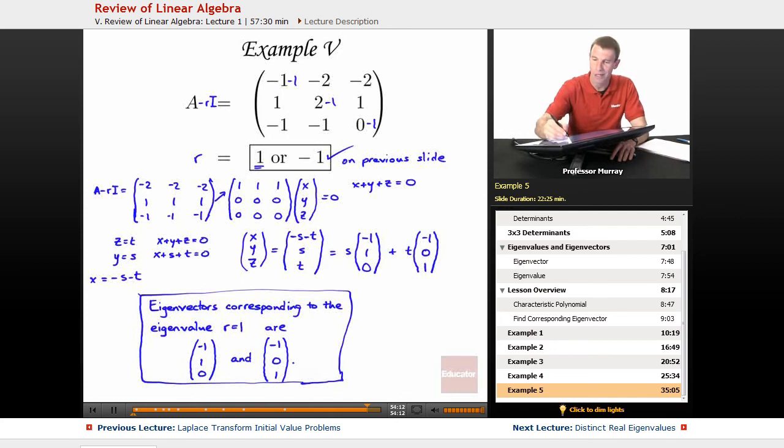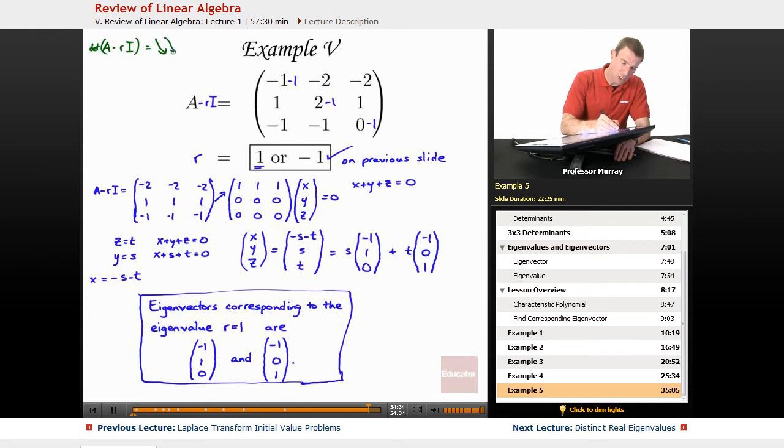But let me recap how we worked all that out. The first thing we did in this problem was on the previous slide, but we started out with a minus ri, and we took its determinant. That was a bit messy. We ended up subtracting r's on the main diagonal and then expanding out a 3 by 3 determinant, which meant multiplying 3 things down the 3 positive diagonal directions, and then 3 negative diagonal directions. So it was quite messy. And we got a cubic polynomial. And then we solved that out. We got r is equal to 1 or negative 1.